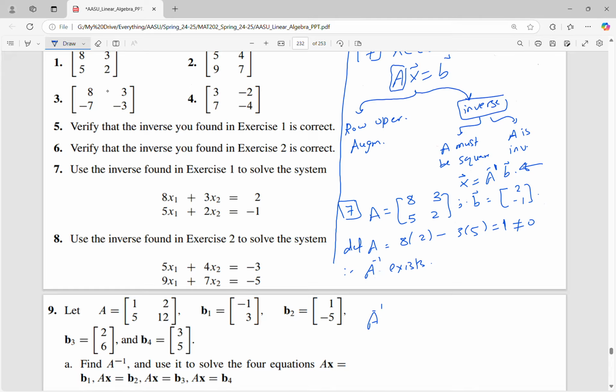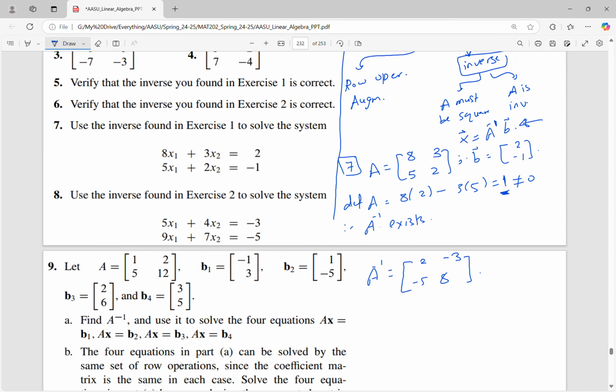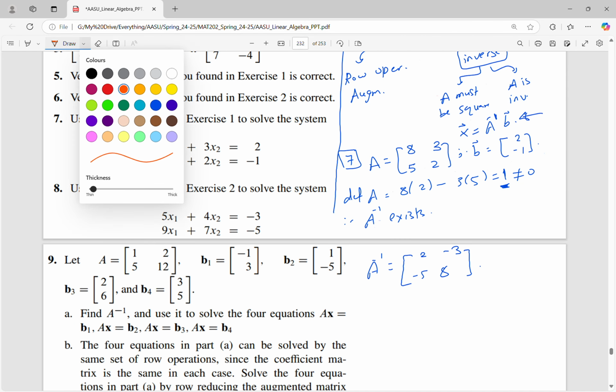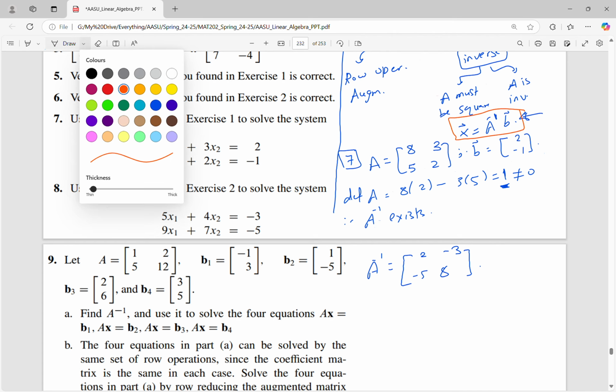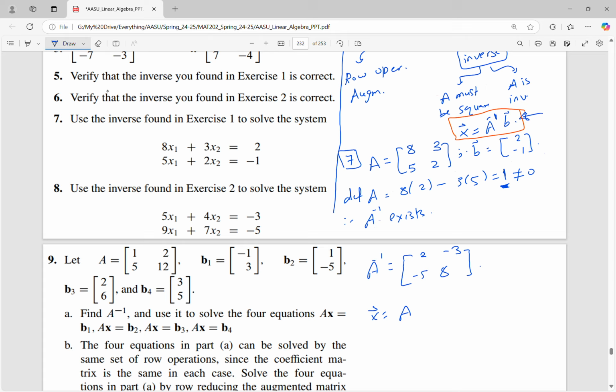How do we find A inverse? Remember, we divide by the determinant, but the determinant is 1, so this is 1 over 1. On the diagonal, we flip the entries. On the other diagonal, we change the signs. This is A inverse. Now, once we have A inverse, I can write the solution from this formula: the solution X is A inverse B.